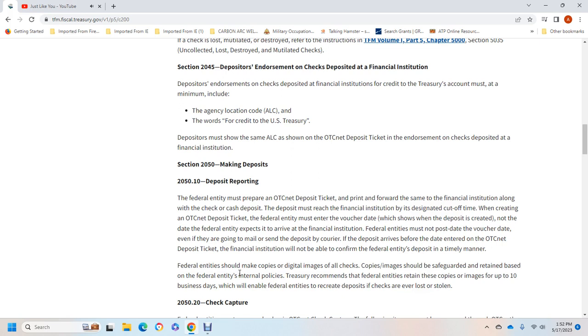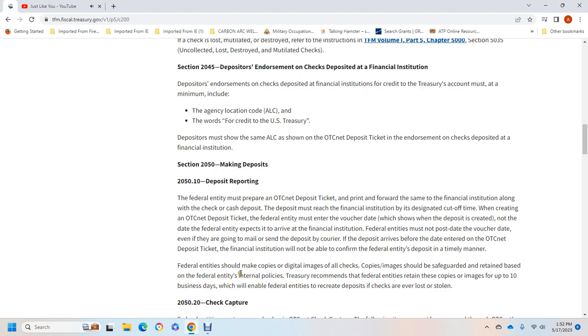Federal entities must not post-date the voucher date, even if they are going to mail or send the deposits by courier. If the deposit arrives before the date entered for the over-the-counter net deposit ticket, the financial institution will not be able to confirm the federal entity's deposit in a timely manner.